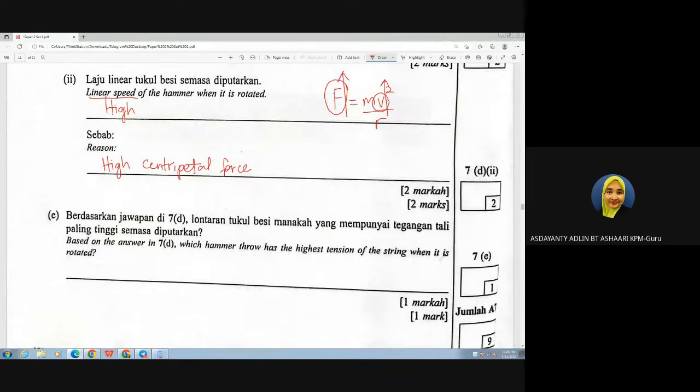Okay, now E. Based on the answer in 7D, which hammer throw has the highest tension of the string when it is rotated? So which one do you think? Okay. Kat mana?